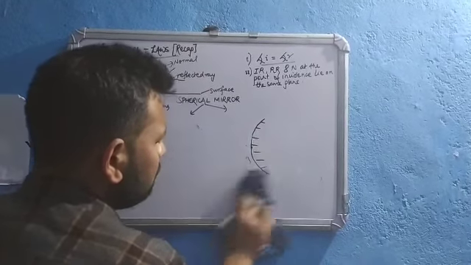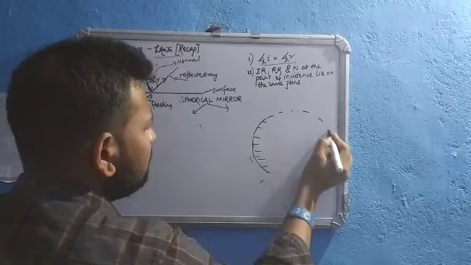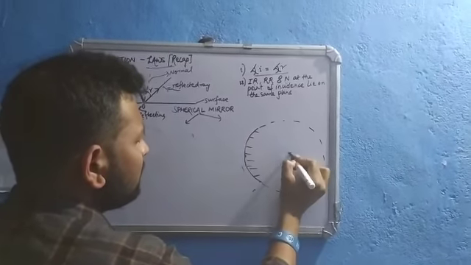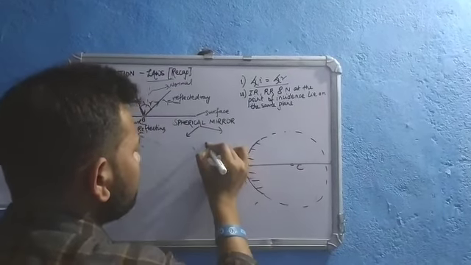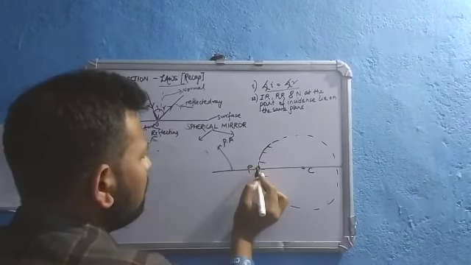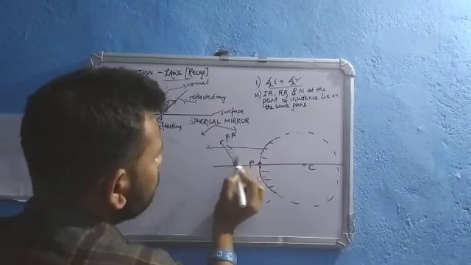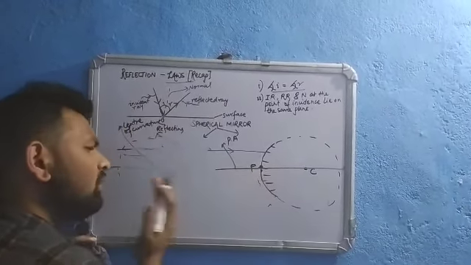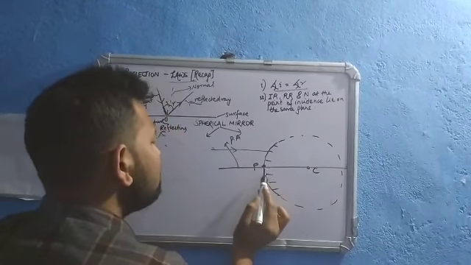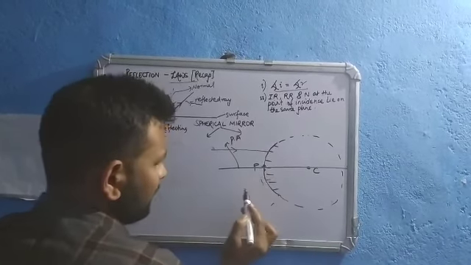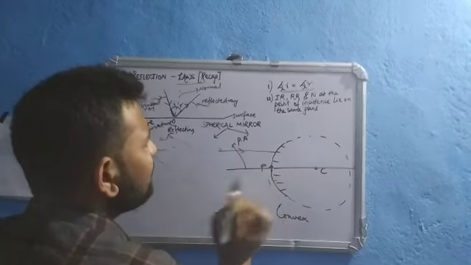Now the same thing can be considered here. It is a part of a sphere where C will be the center of curvature, P will be the pole, and this will be the principal axis. Now you can see the reflecting surface is on the outer side, that is, the center of curvature lies towards the non-reflecting side in case of a convex mirror. And it is diverging in nature.